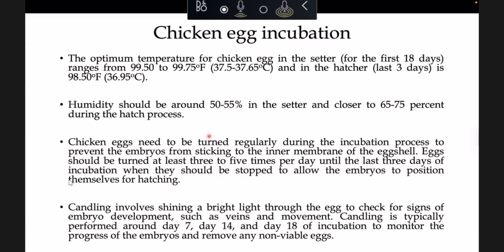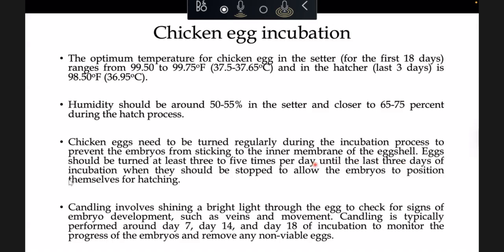Then the turning. The chicken eggs need to be regularly turned during the incubation process to prevent the embryos from sticking to the inner membrane of the eggshell. Eggs should be turned at least 3 to 5 times per day until the last 3 days.